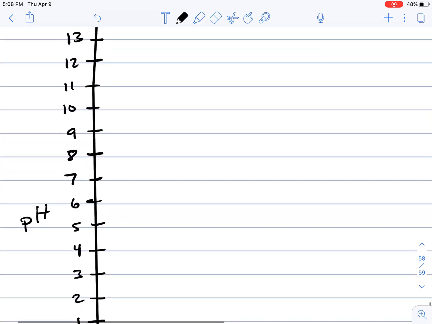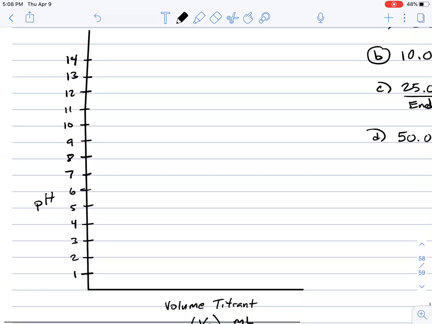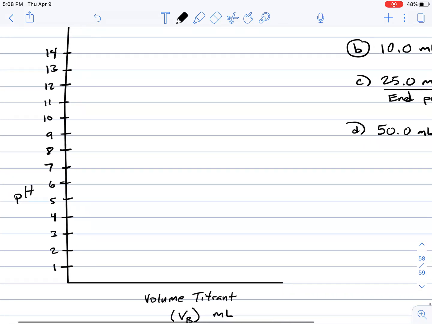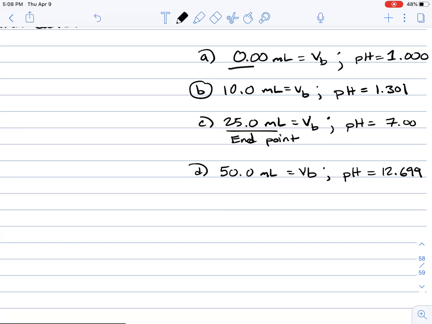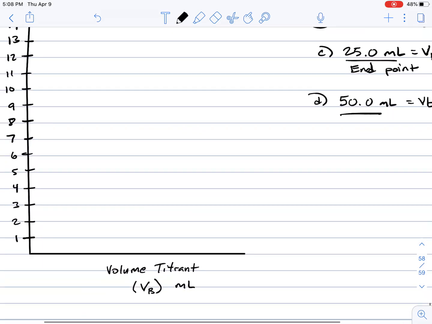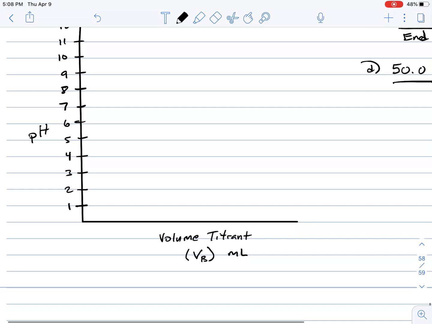The reason why I'm stopping at 14 is because my pH range is typically from 0 to 14, right? And the volume of the titrant, this one I can go ahead and estimate. Notice that I have a range of 0 to 50, so I just want to make sure I give enough room to not squish my points in one area.